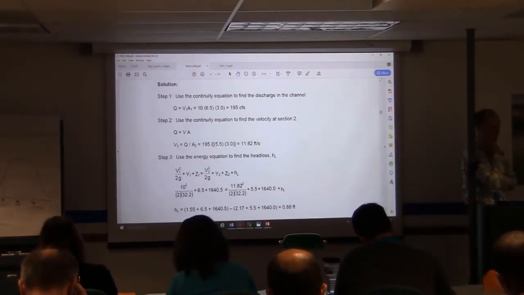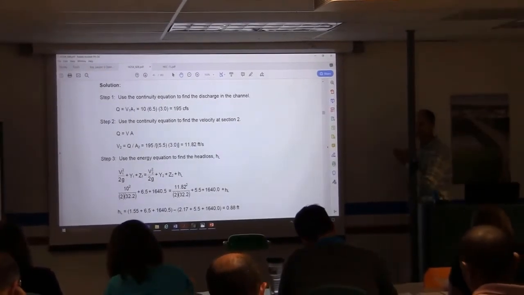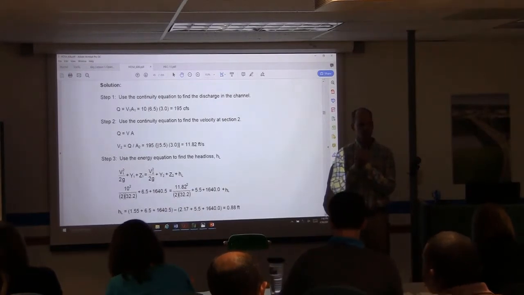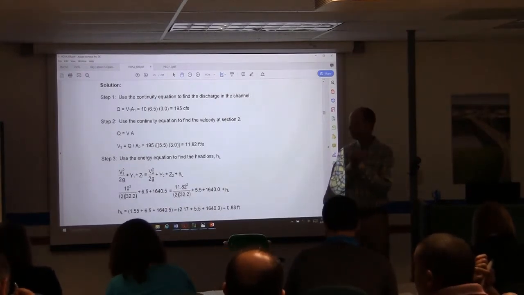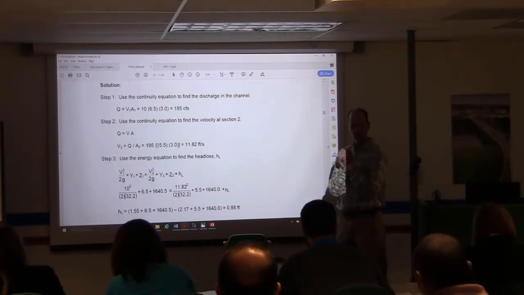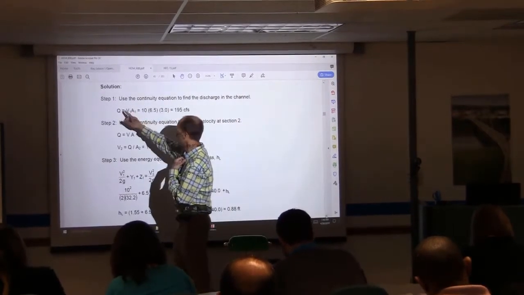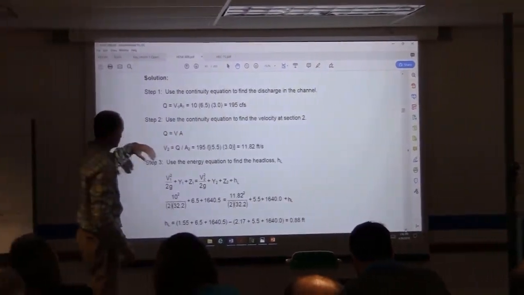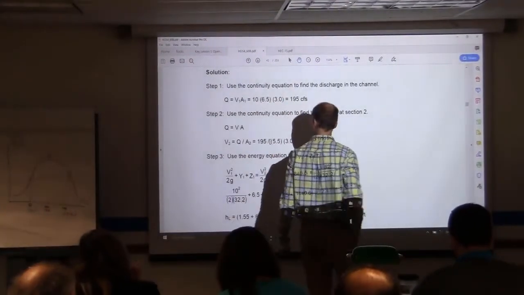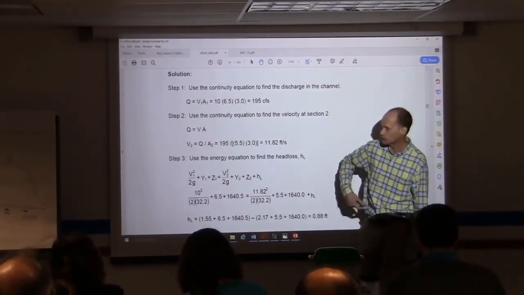Let's talk real briefly about this first problem. We said we had just about everything we needed to plug into the energy equation so we could solve for the head loss between points 1 and 2. We did not have the velocity at the downstream section. However, using our good friend continuity, we can say that Q is equal to V1A1, right? And then we start plugging in our known values, and we come up with our Q of 195 CFS.